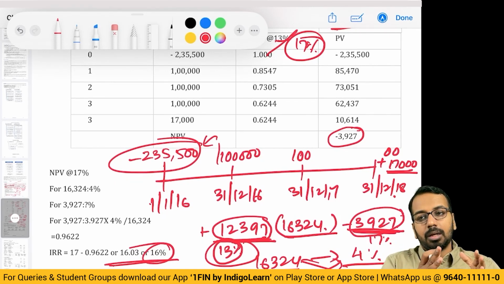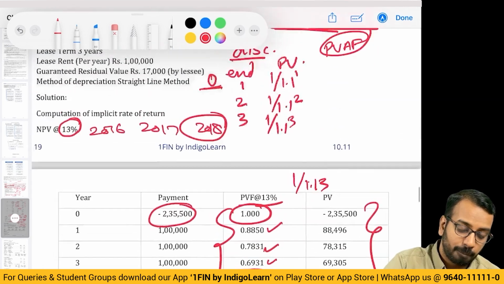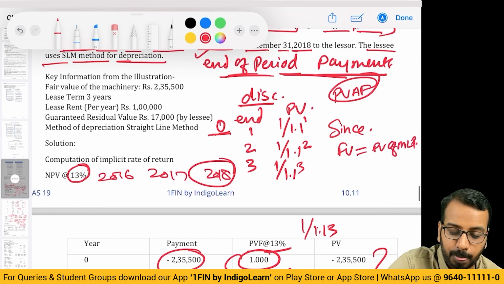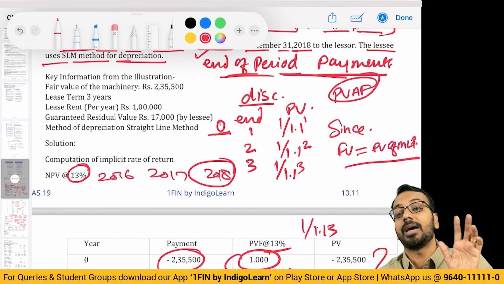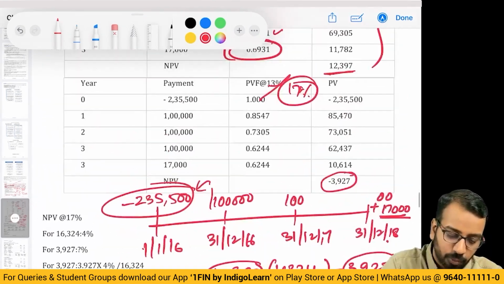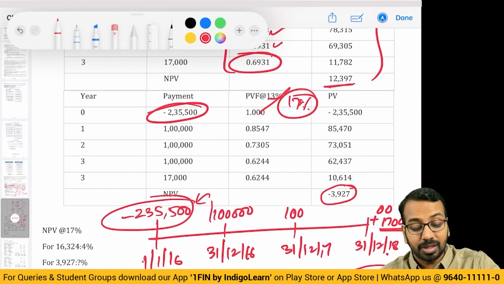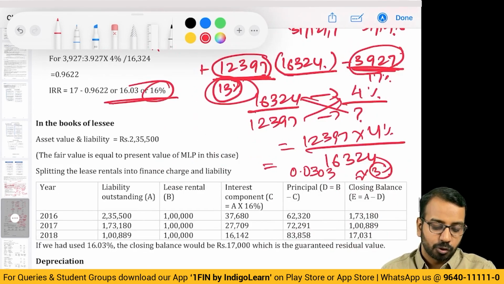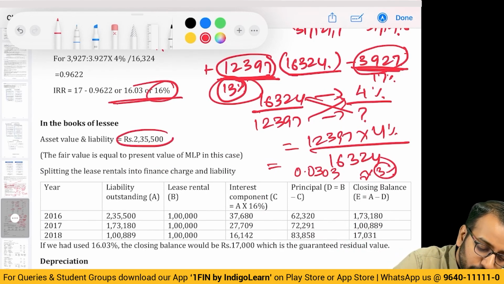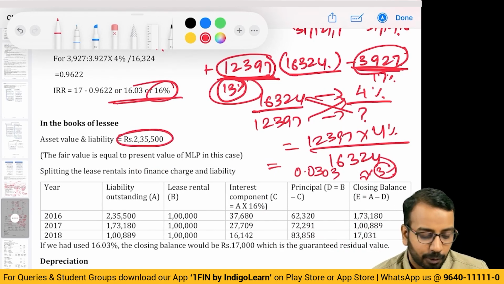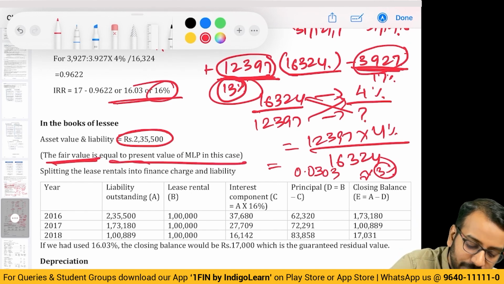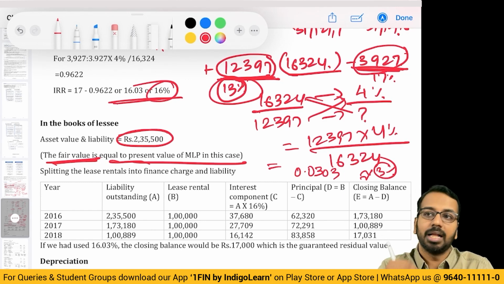Now, since one trick for the examination, since fair value is equal to present value of MLP, okay, you don't need to calculate again present value, because even if you calculate, you will get what? You will get 2,35,500. If this number is not given, what we will see in the subsequent question, then we have to do the calculation. Okay, so you will take the value of 2,35,500, which is nothing but the fair value. The fair value is equal to the present value in this case. In other cases, we may have to do the calculation.